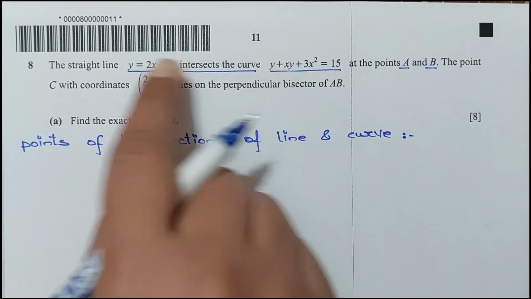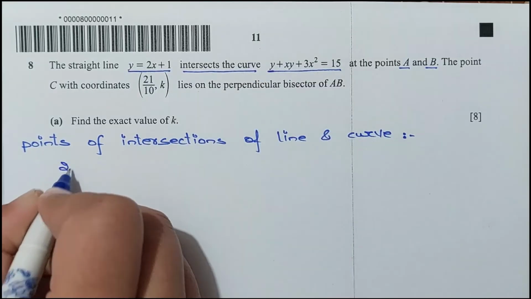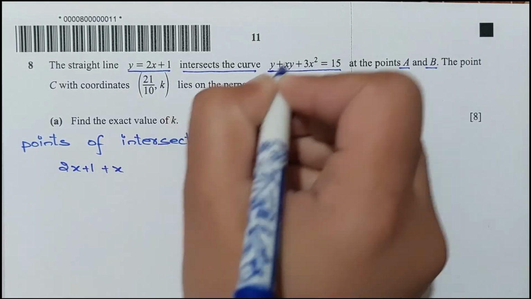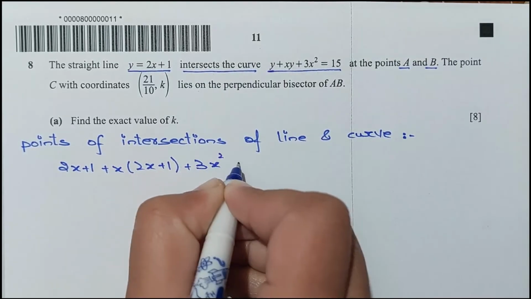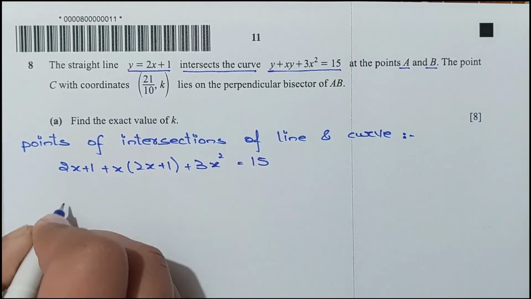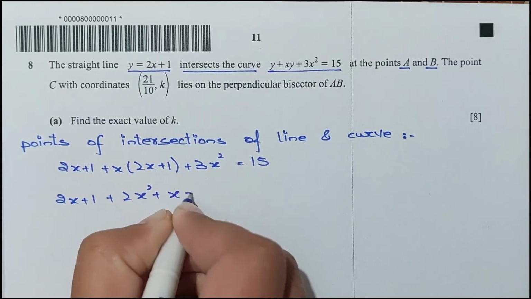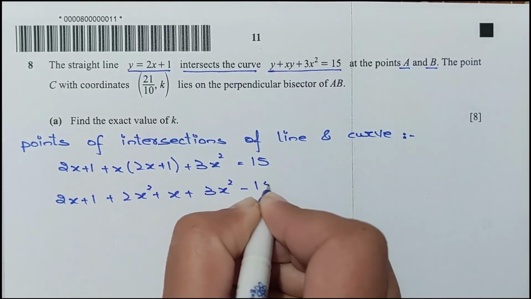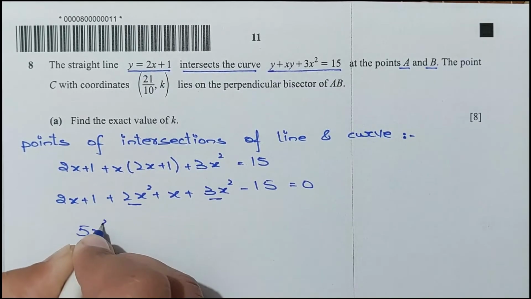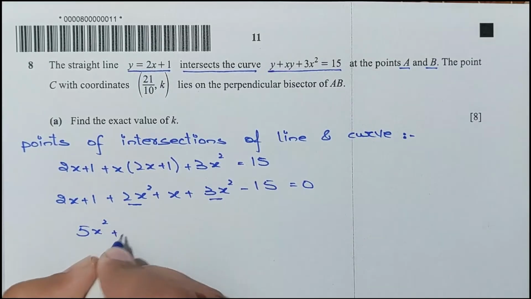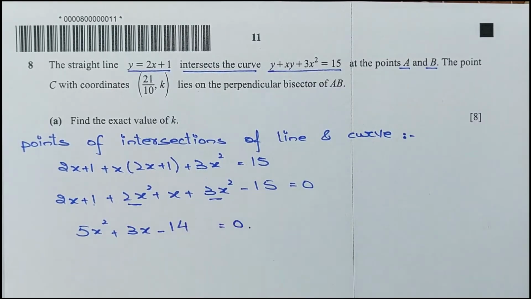All right, so y equals 2x plus 1. Substitute the y over here. So this y would be 2x plus 1 plus x. Again, this y is 2x plus 1 plus 3x square equals 15. All right, this is 2x plus 1 plus 2x square plus x plus 3x square minus 15 equals 0. This is an x square term, this is an x square term, this is 5x square. The x term is 2 and 1, which is 3x. 1 and minus 15 is minus 14 equals 0.